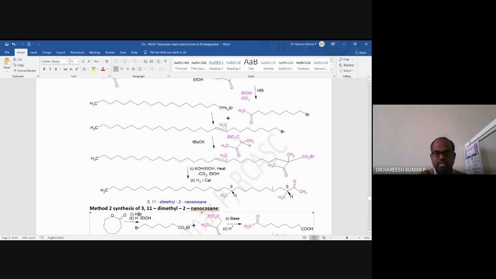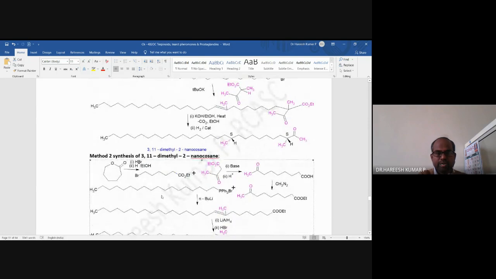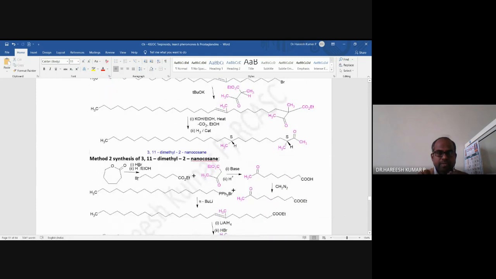So I will go to the second method. Here the starting material is a lactone, more particularly a seven-membered lactone. When this seven-membered lactone is treated with HBr, what will happen? There will be a breakage here. The lone pair present on this oxygen can capture a proton, and Br can attack this carbon. So that is how this product is obtained.